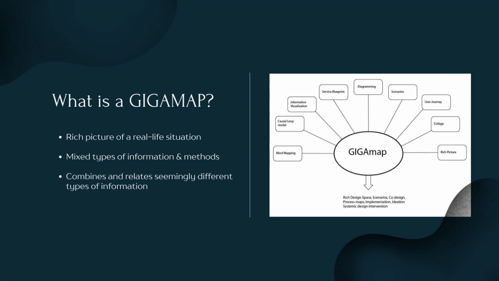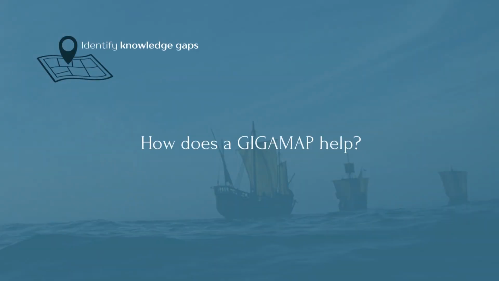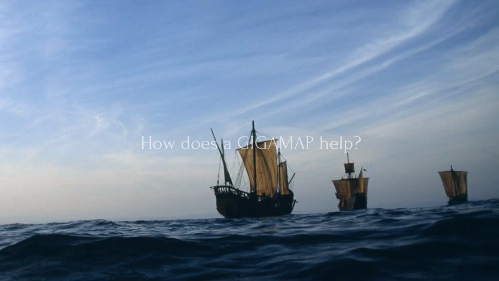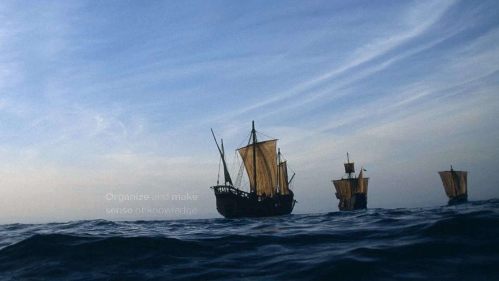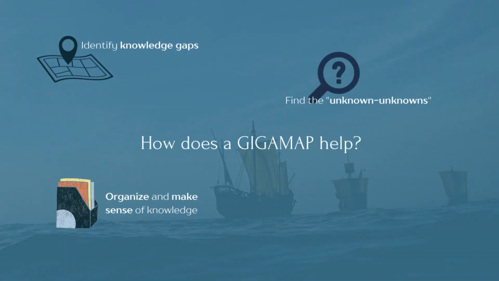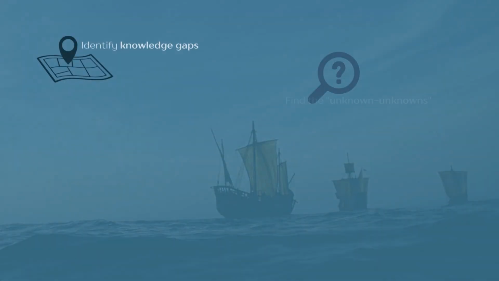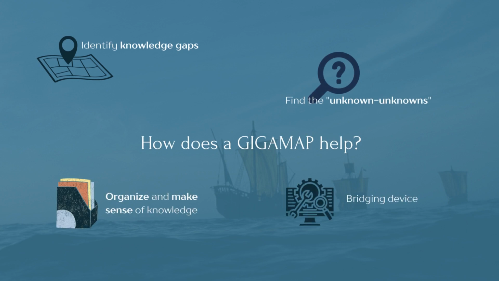Gigamapping can be very useful for identifying gaps in knowledge. Also, to organize and make sense of complex information. It can help you find the unknown unknowns by helping to spot unforeseen problems or the bottlenecks in a system. Finally, it is the ultimate bridging device. It can help groups of very different individuals acquire common understanding over a topic.